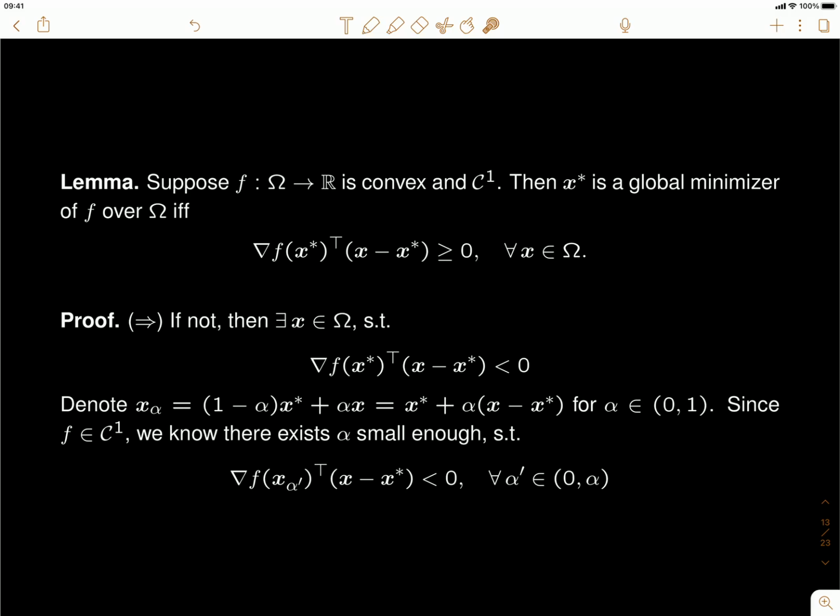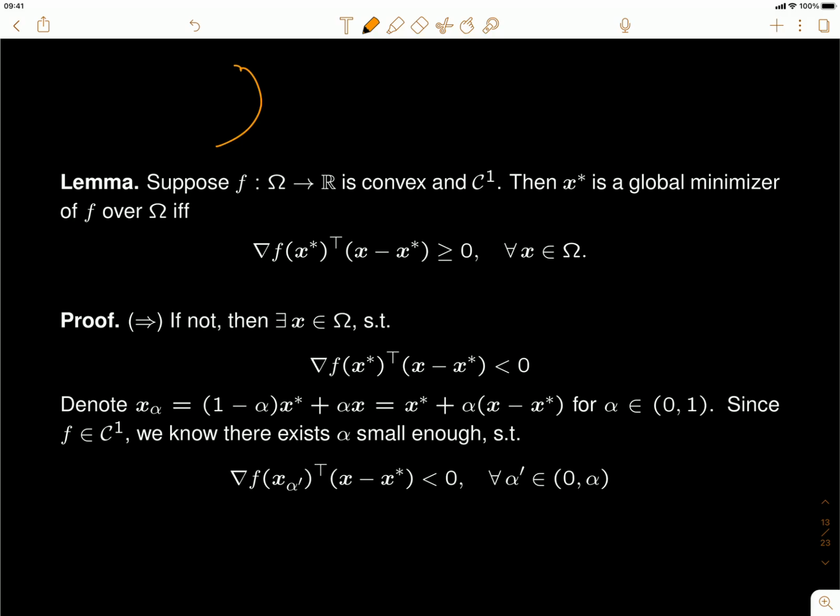Okay, so to derive that, let's first look at the following lemma. The lemma says that we have a function f that is convex and C1, the gradient exists and is continuous. Then x star is a global minimizer of f if and only if this is greater than or equal to 0 for any x. Here, this is the gradient at x star, this is the x star, this is the x. Okay, so what this roughly means, you can look at the picture, it's pretty intuitive.